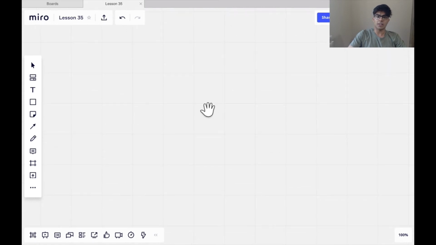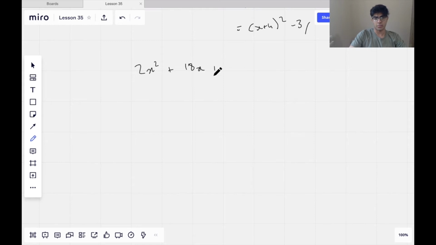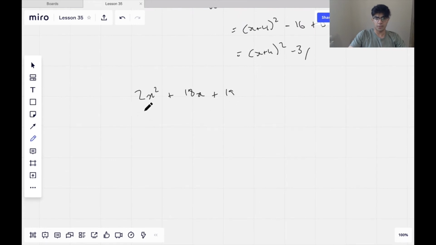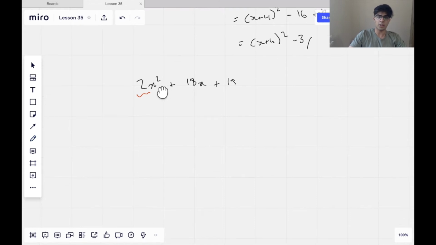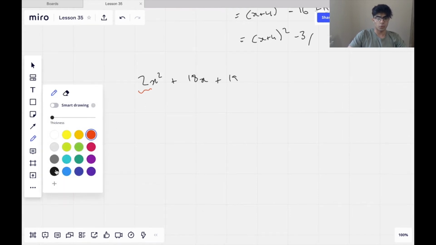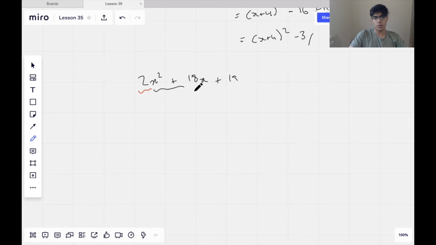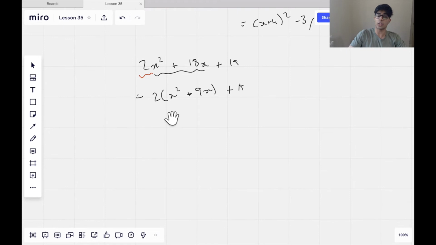What if we have something like, for example, 2x squared plus 18x plus 19? Because the coefficient of the x squared term isn't 1, you have to do something a bit differently. What you do is get this initial part and factorize out the coefficient of the x squared term. So in this case, you'll get it in the form of 2, and then x squared plus, 18 divided by 2 is 9, plus 9x, plus 19. This is the first step you do.